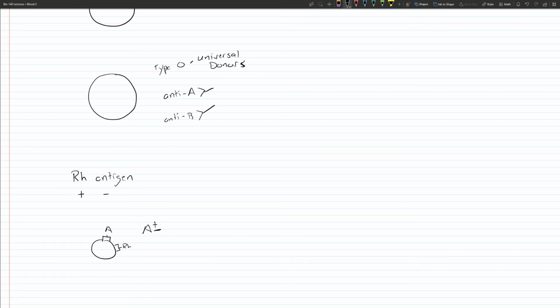You have to pay attention to this. Because that means, let's explain it like this. If you have somebody who is just A, and you give them A positive, their body is going to attack this red blood cell. It's going to attack it because it's got that RH antigen on it. So this is the recipient and this is the donor. The presence of that RH means that the white blood cell of the recipient is going to attack that red blood cell. All right, so you have to pay attention to that.